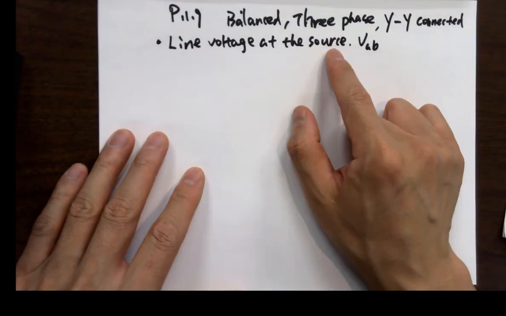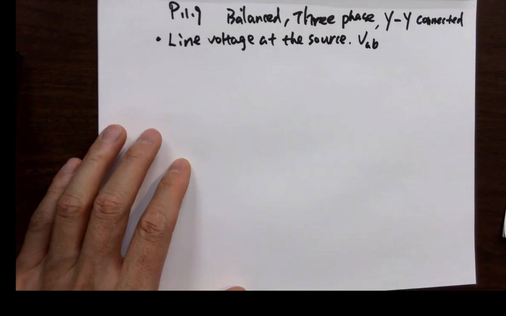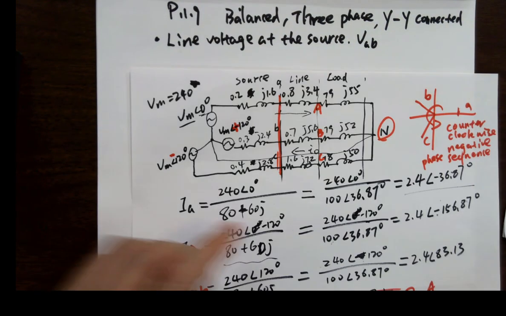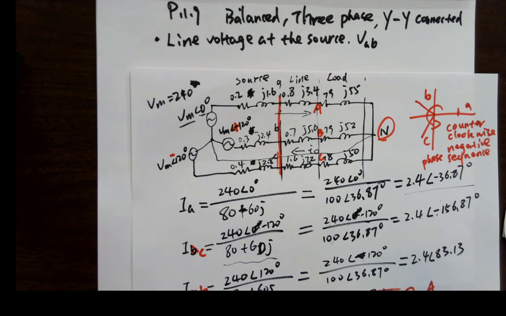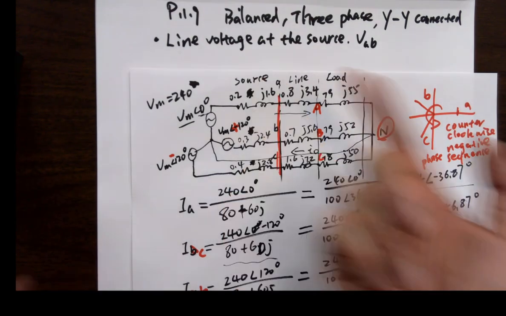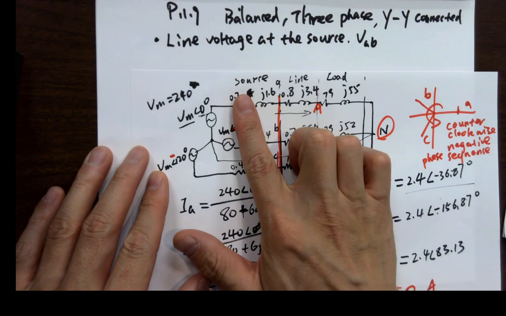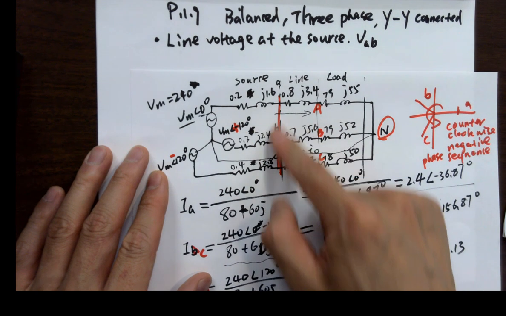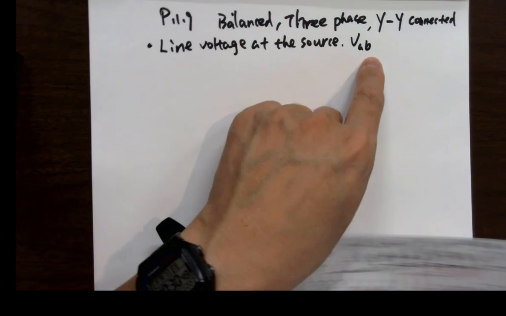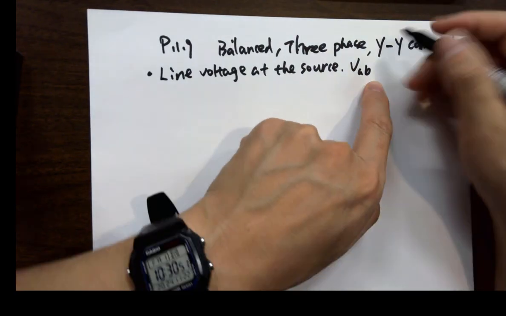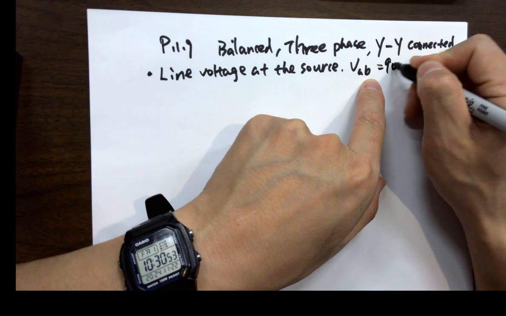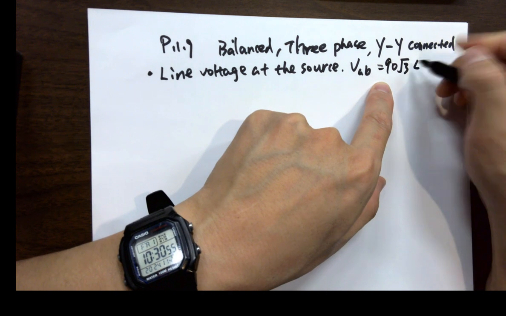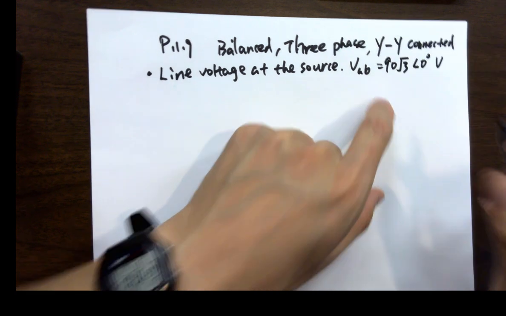So the line voltage at the source, VAB. Thank goodness it's providing VAB. Otherwise, if you are looking at the voltage at the source, it's going to be here, right? It tells you it's VAB, so you know it's over here. Okay, important. VAB is 90 square root of 3 at 0 degrees volts.